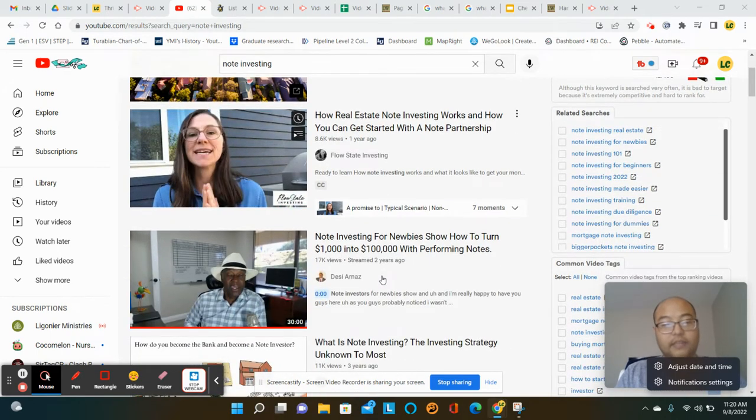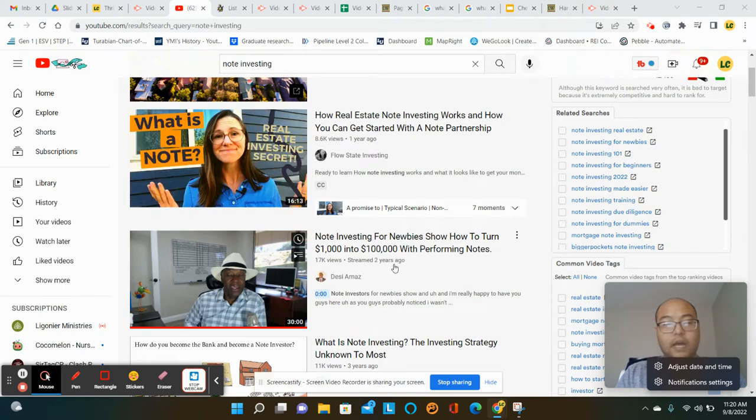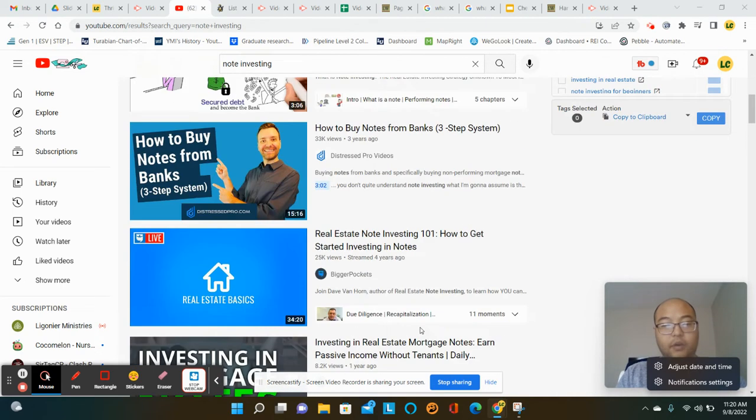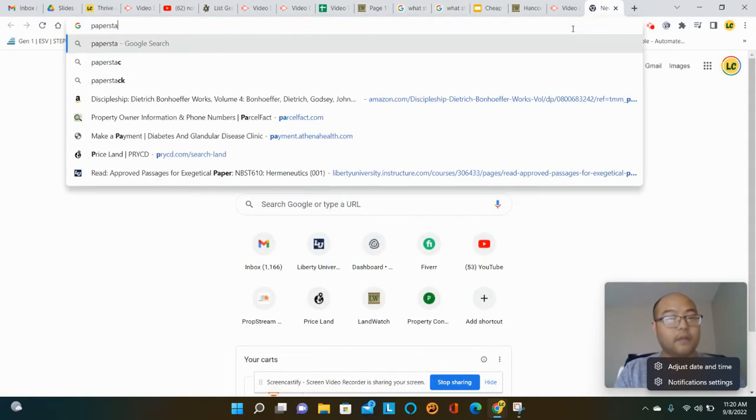Land, you get a hard asset, so if they don't pay you back, you take back the property pretty quickly. I don't know what that process is for note investing, if you're going to have to basically get foreclosure or something like that. But with note investing, it's a pretty fixed cost. So let me show you PaperStack real quick.